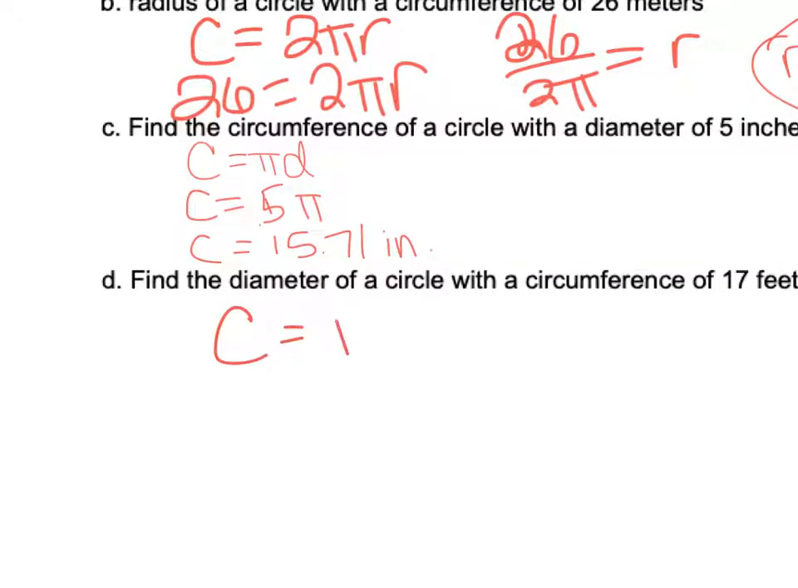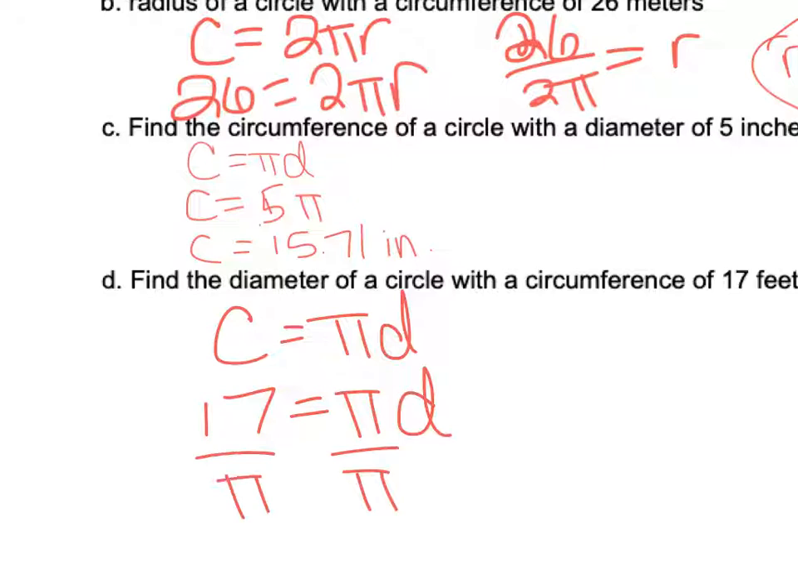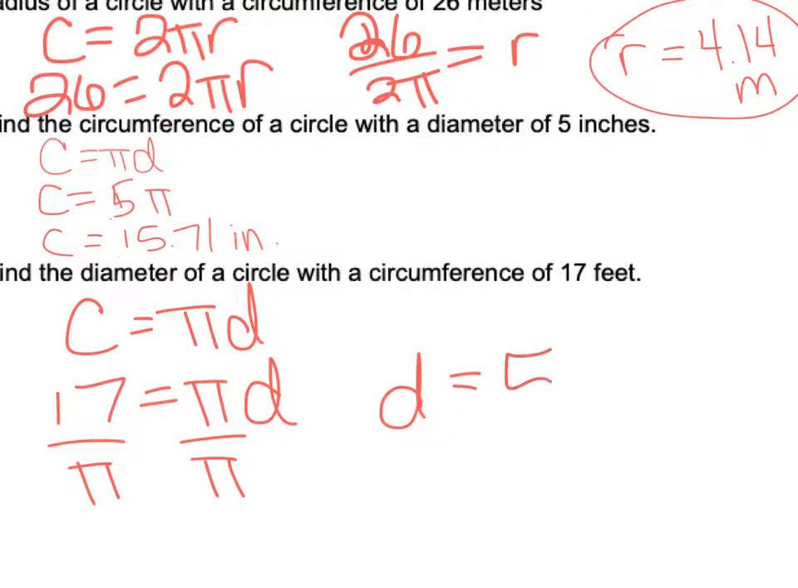Circumference equals pi times d. And it tells me the circumference is 17, equals pi times the diameter, which is what it's asking for. So I need to divide both sides by pi. 17 divided by pi is 5.41 feet.